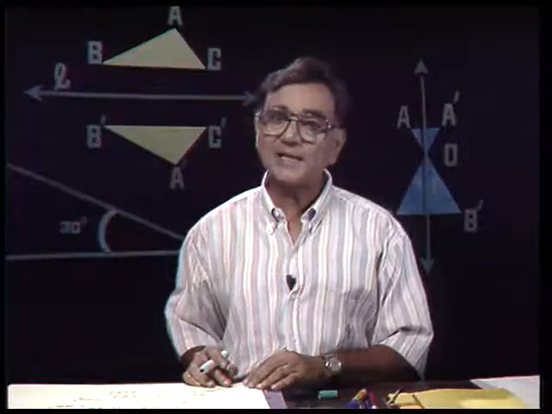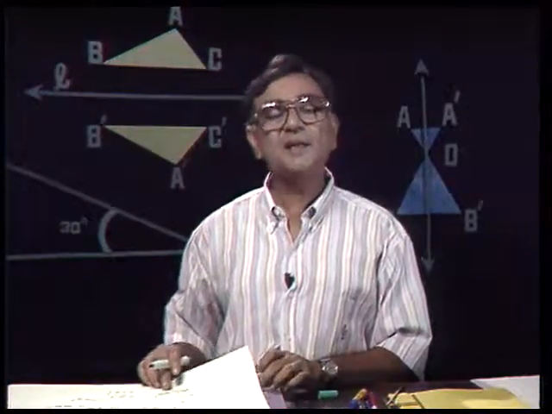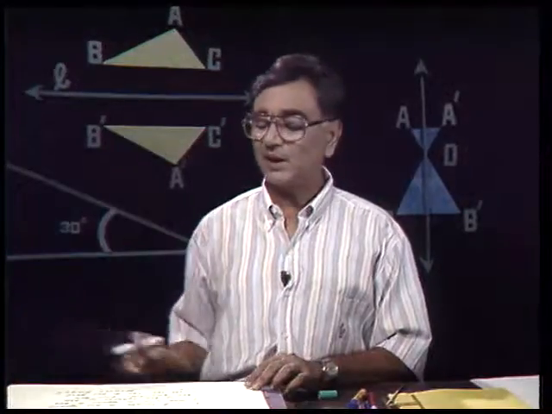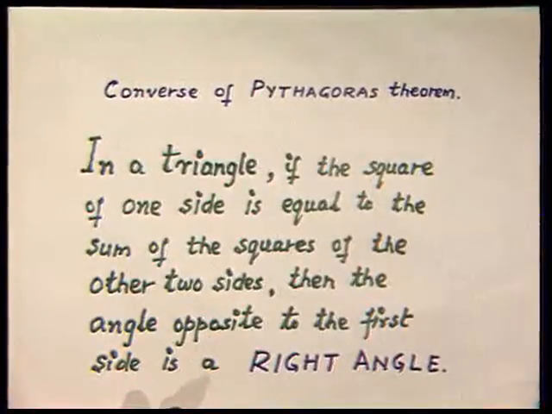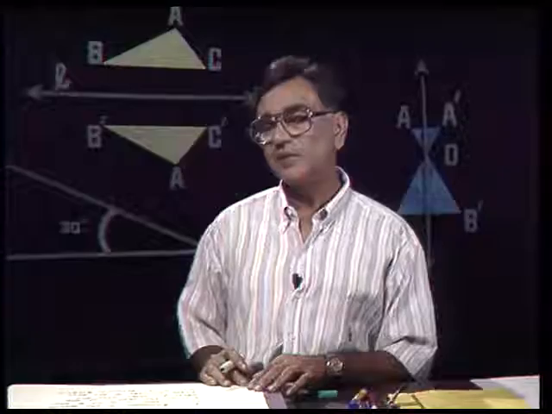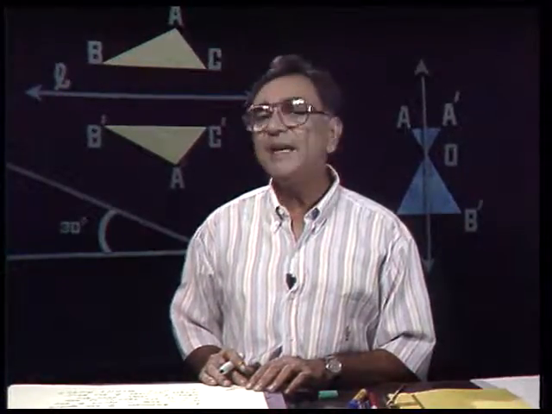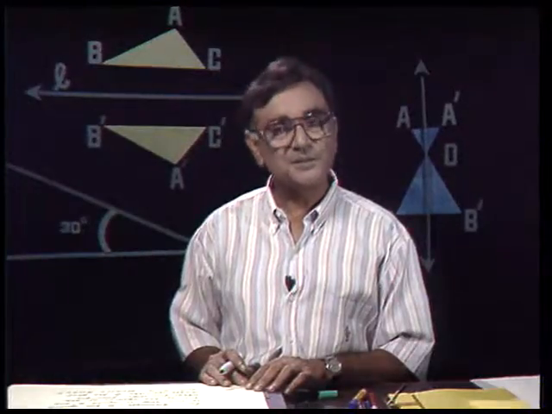Now this is nothing else but the converse of Pythagoras theorem. So let's state the converse of Pythagoras theorem. The converse of Pythagoras states, in a triangle, if the square of one side is equal to the sum of the squares of the other two sides, then the angle opposite to the first side is a right angle. And that's all for the day, and in our next program we will be doing some problems based on Pythagoras theorem. Thank you.